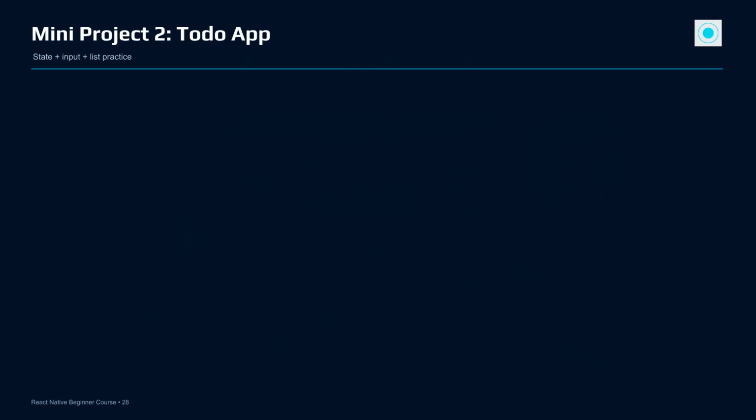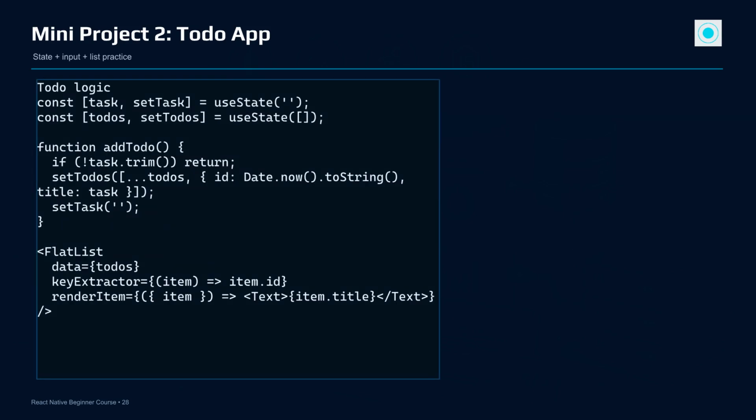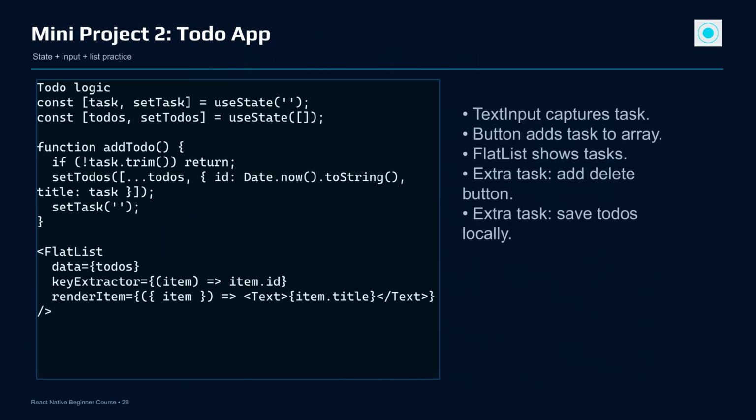Our second project is a Todo app. This combines inputs, lists, and state manipulation. Use a TextInput to add tasks, a FlatList to display them, and add functionality to delete items. Challenging yourself with these small projects is the fastest way to become confident with React Native development.